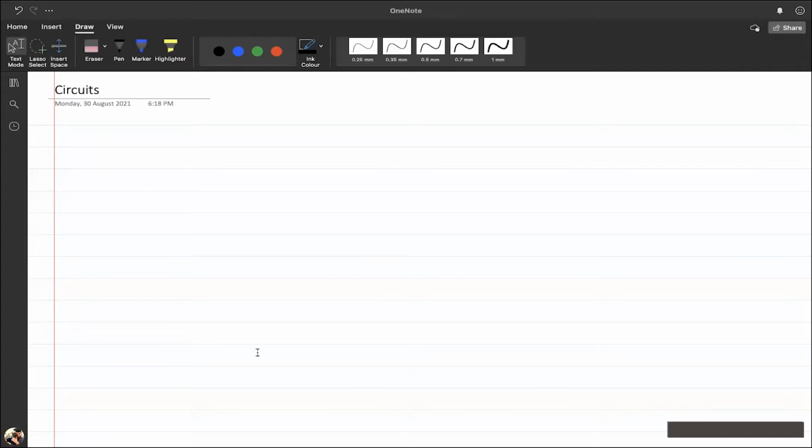Okay, so let's get started. A circuit is basically a pathway for the current to flow in. And in a circuit there are two things. One, the way the circuit is drawn, like the layout. And the second thing in a circuit is basically the components that you have.